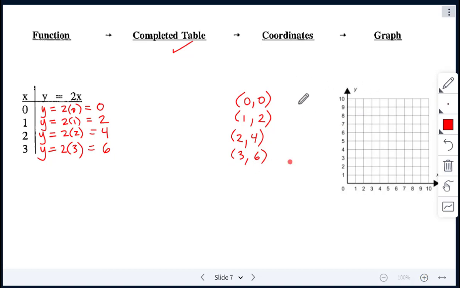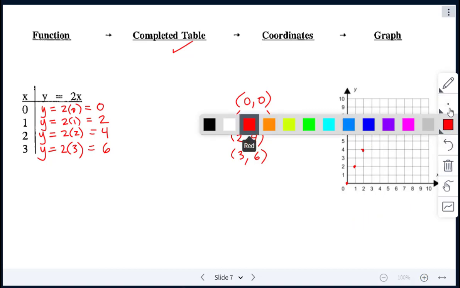Now that we have our coordinates, we can now plot them on our coordinate grid. So the first one is 0, 0. So 0, 0 would go here. Next is 1, 2. So I go over 1, up 2. That goes there. Next I have 2, 4. So over 2, up 4. My coordinate goes there. And then I have 3, 6. So over 3, up 6, and it goes there. All right, and then you can draw a line through it.